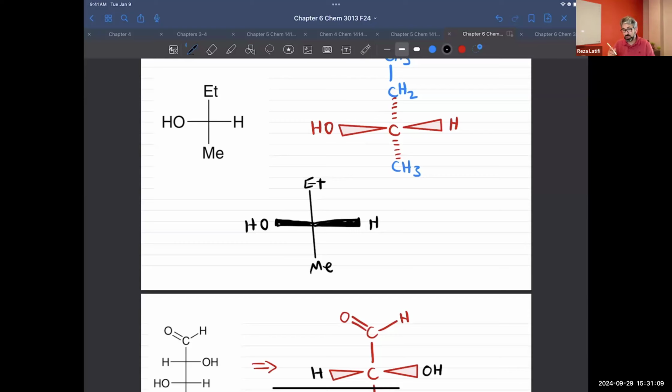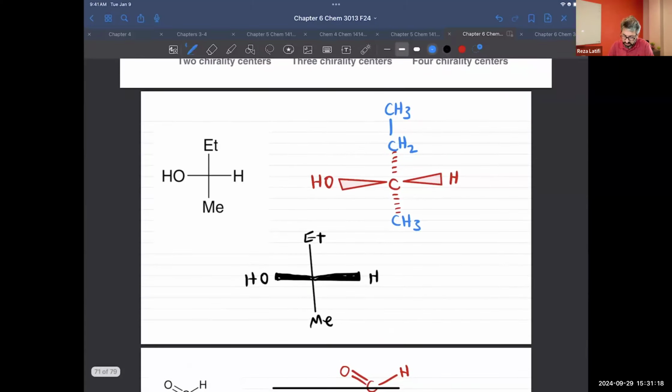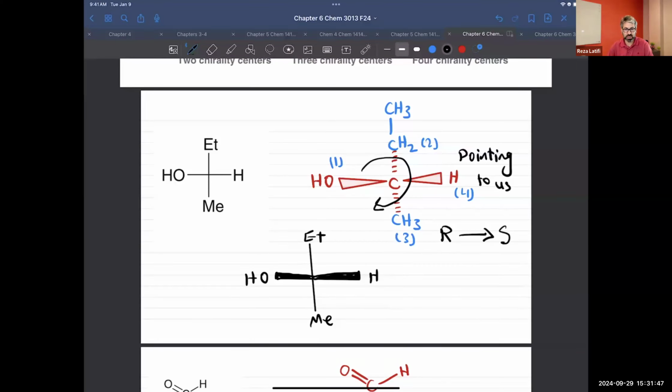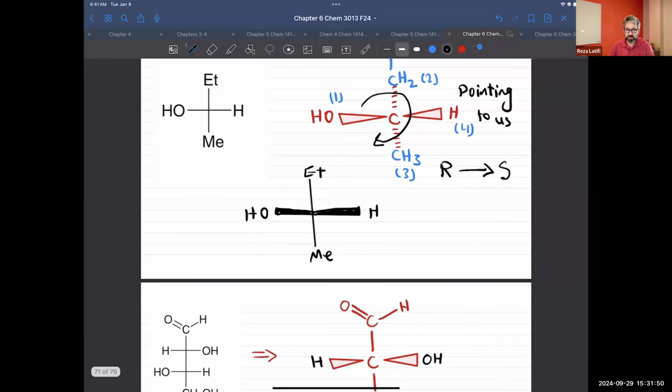And remember, if hydrogen is facing to you, whenever you want to figure out the configuration, you have to flip it. Okay, so let's assign the configuration. This is going to be 1, then ethyl will be number 2, methyl number 3. Hydrogen is going to be the 4th one. If I follow the numbers from 1, 2, 3, it's telling me this is going to be clockwise, so it will be R. But I ask myself, where is hydrogen? Pointing to us. Because it's pointing to us, you have to flip it and you write it as S. And that's going to be the right configuration.